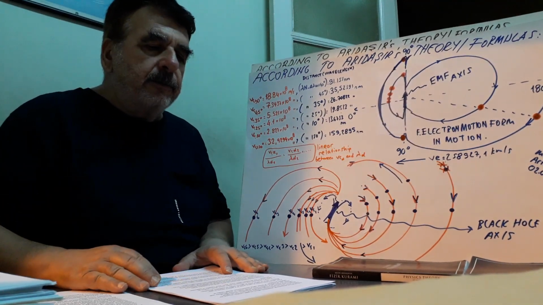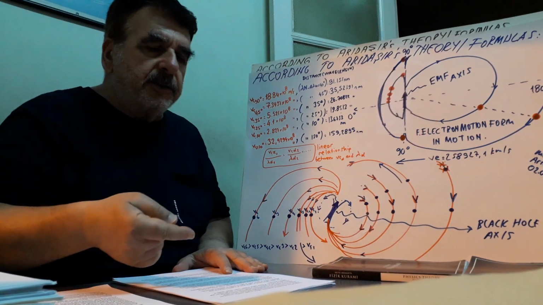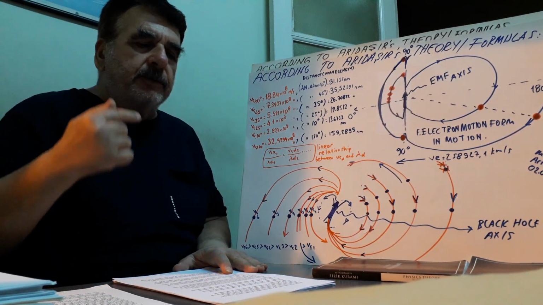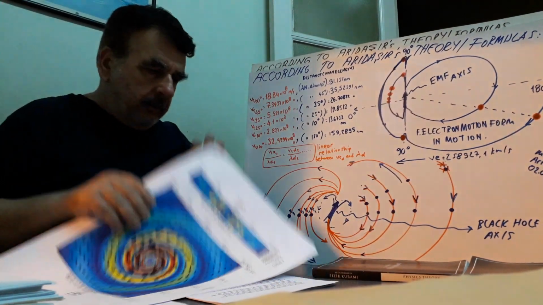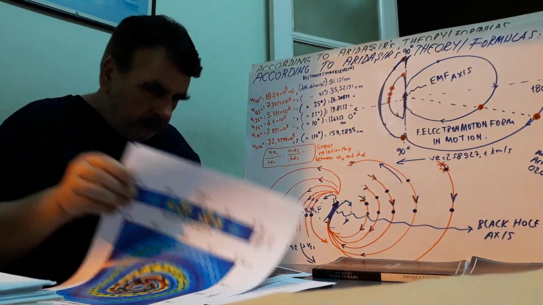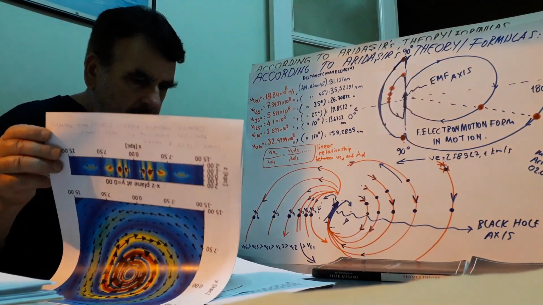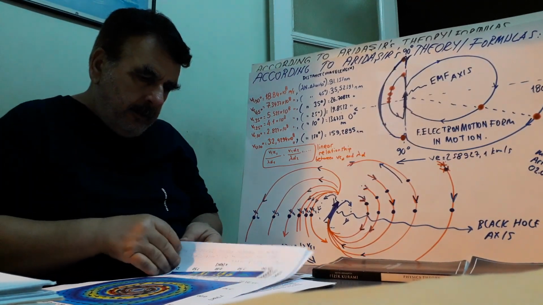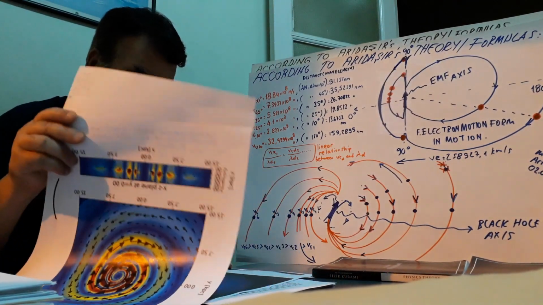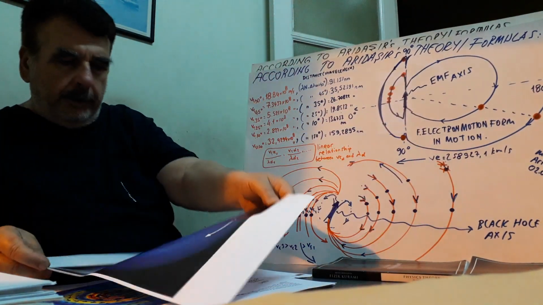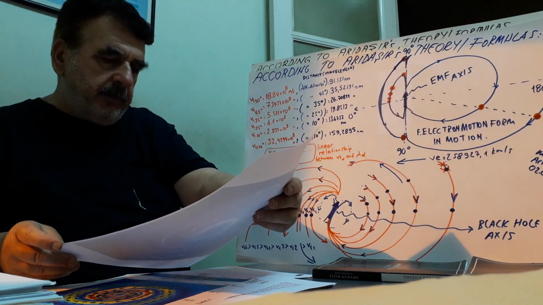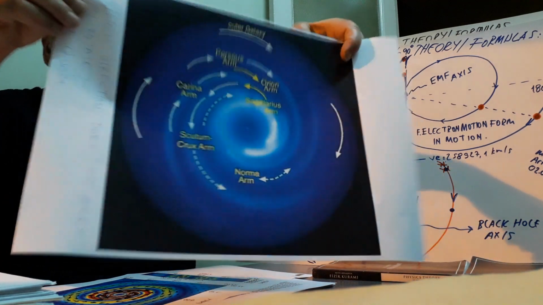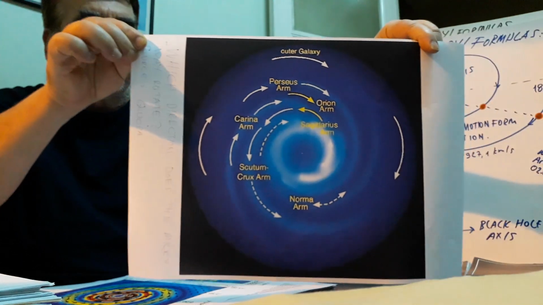Proof observation. Some of the spiral arms of a galaxy rotate in one direction, some of the spiral arms of a galaxy rotate in the opposite direction. Like what? Like this. Here is the source. Source is Quora. Which direction does the Milky Way rotate? Here. This is one of the proofs of my theory.